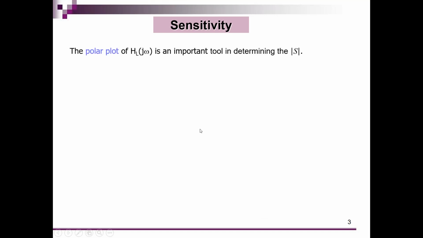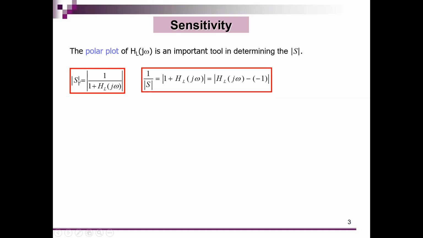Sensitivity. How can we use the polar plot or the Nyquist plot in order to draw the sensitivity plot, or to calculate the sensitivity plot as a function of frequencies? Well, first of all, this is my expression for the absolute value of the sensitivity, which says it's the absolute value of 1 over 1 plus HL, all the blocks in the loop. So now we can also say that 1 over the absolute value of S is equal to the absolute value of 1 plus HL. So we can also say it's the absolute value of HL minus (-1).